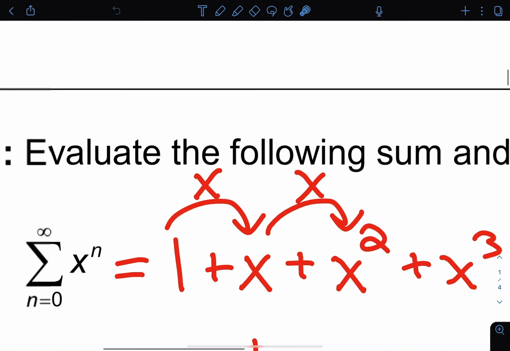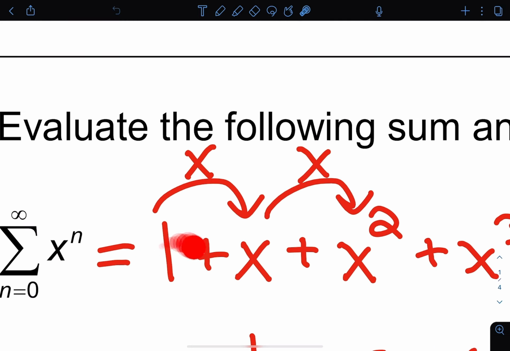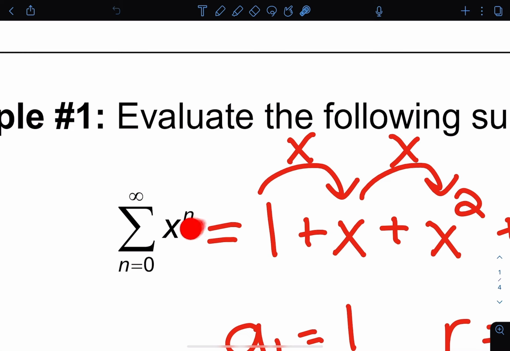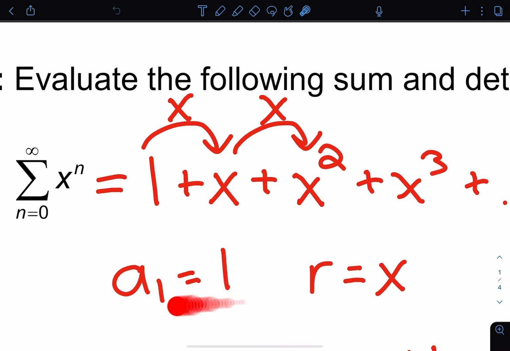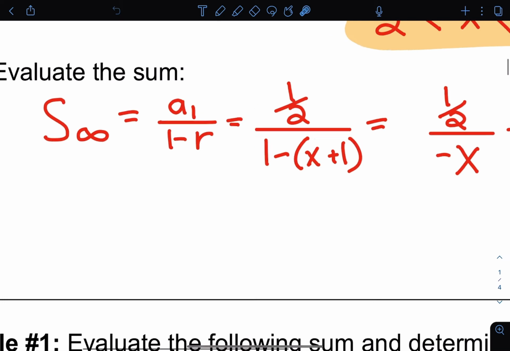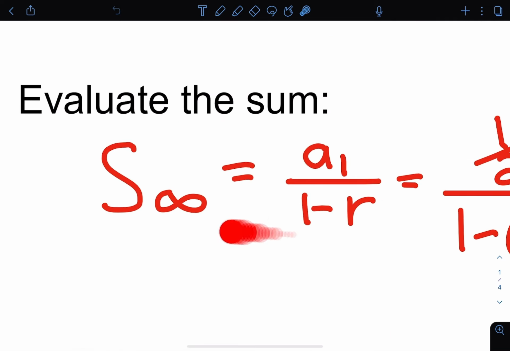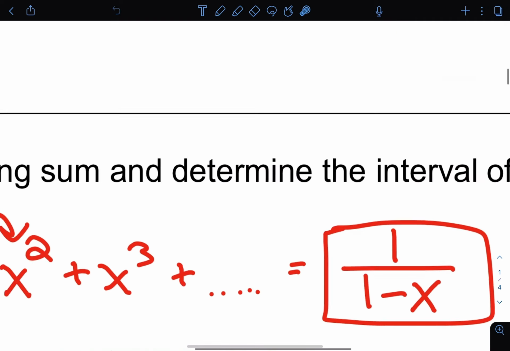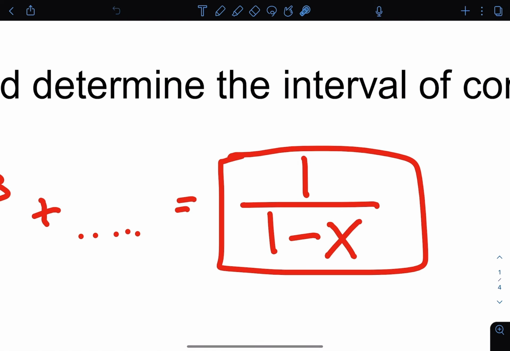So what would this equal? Well, we know what a sub 1 is, and we know we're just multiplying by x every time. If I'm just increasing the power of n by 1 in this series, ding, ding, ding, power series. We are just multiplying by x every time. So a sub 1 is 1, and then r in this geometric series must be x. And so we can go ahead and use our formula, again, from up here, which we know from back in the Algebra 2 days: a sub 1 over 1 minus r.